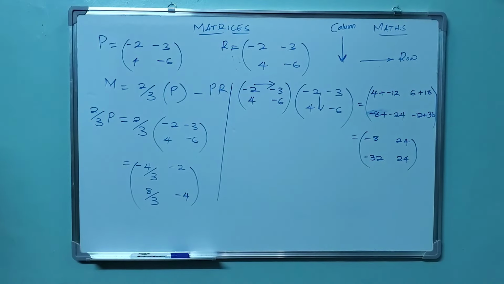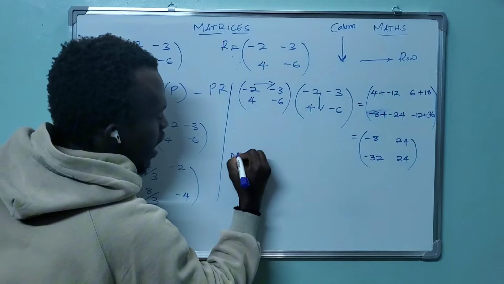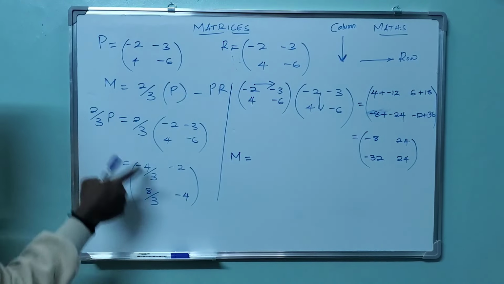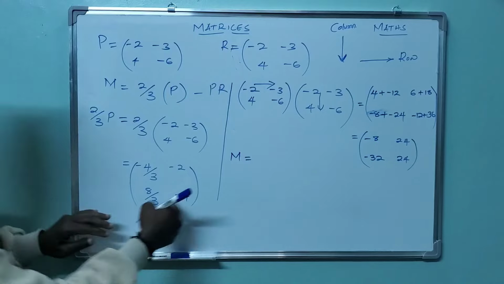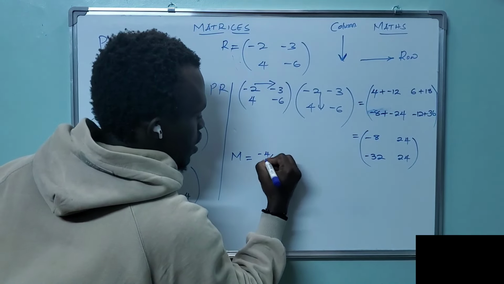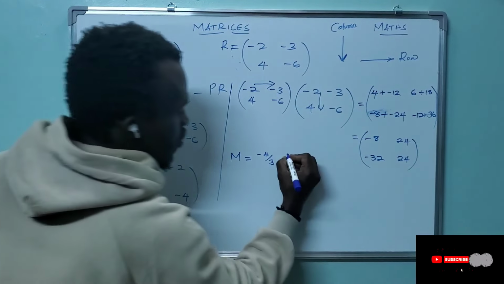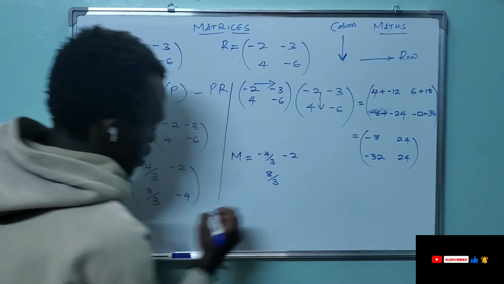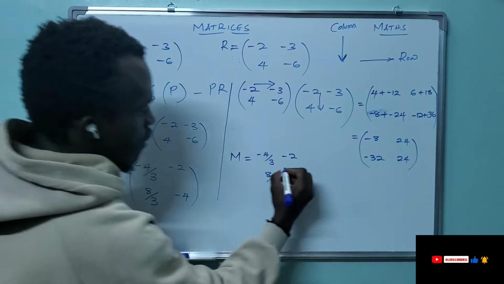And remember, you are told the value of M. M equals 2 over 3 P, of which we got 2 over 3 P to be negative 4 over 3, negative 2, 8 over 3, then negative 4.